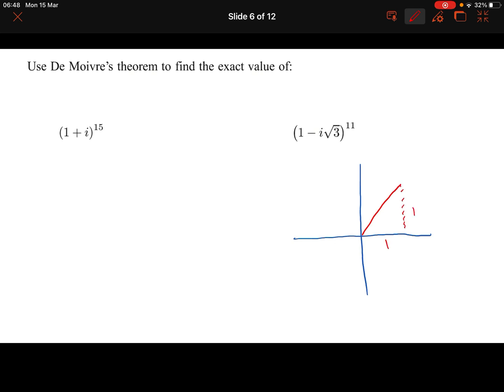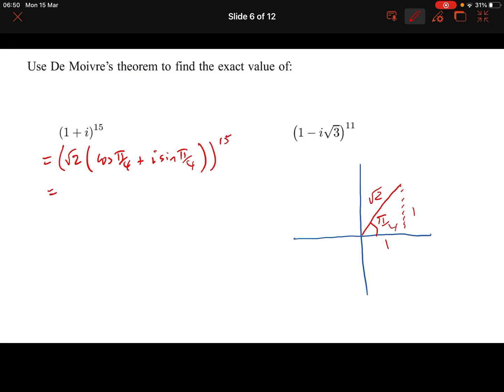That's going to be 1, that's going to be 1. The modulus is going to be root 2. The argument is going to be pi over 4. Simple trigonometry tells me that. So I'm going to rewrite this as root 2 cosine of pi over 4 plus i sine of pi over 4. And what I'm going to do now is raise that to the power of 15.